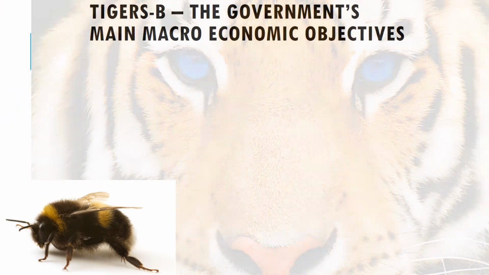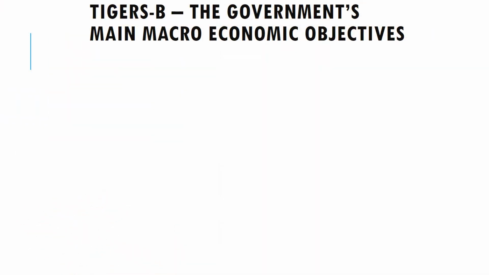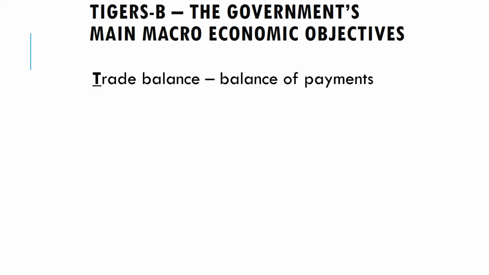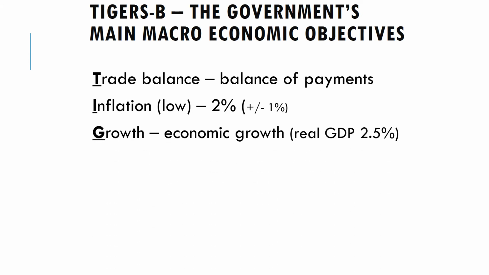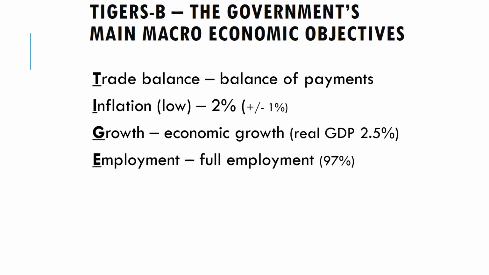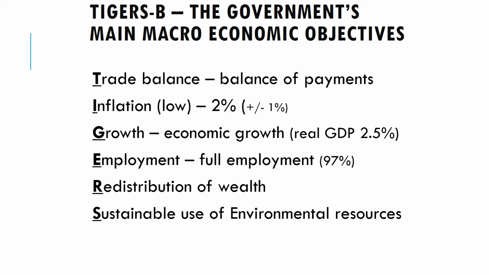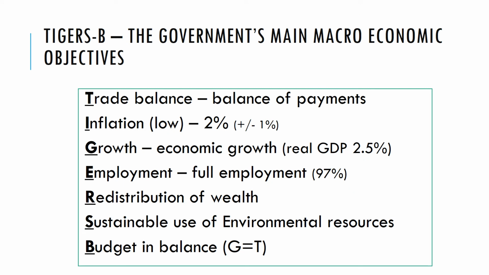Why? Because Tigers B is a way of remembering the government's main macroeconomic objective. T stands for trade balance. I stands for inflation. G stands for growth. E stands for employment. R stands for redistribution of wealth. S for the sustainable use of environmental resources. And B for budget imbalance. So Tigers B is a way we can remember the government's main macroeconomic objectives. So here they are, and we'll have a quick look through these in relation to the UK.